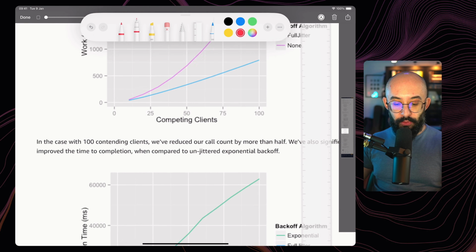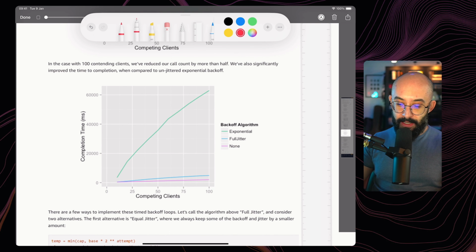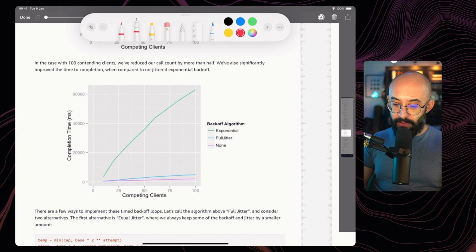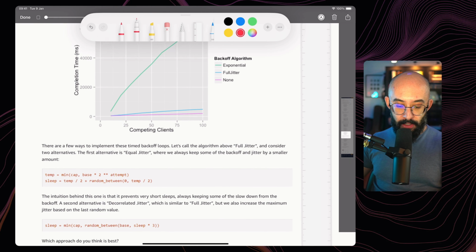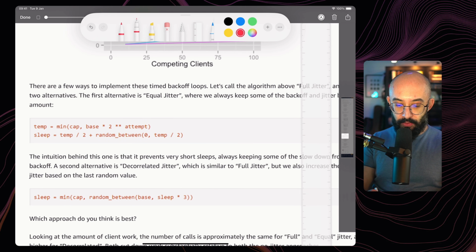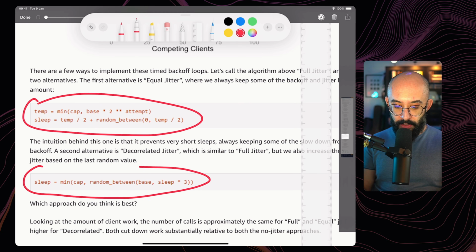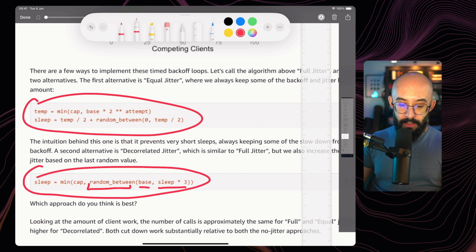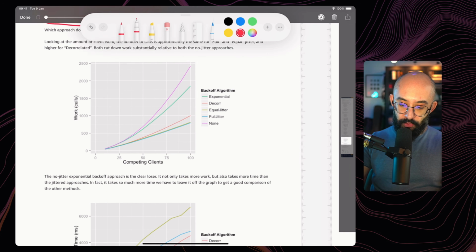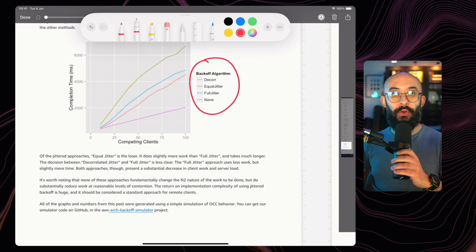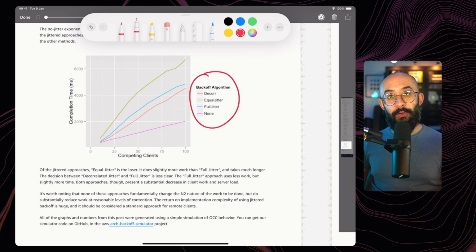Now, there are a couple of ways to introduce jitter as well, and different ways will lead to different outcomes. But again, I don't think anybody is building services at this scale. So the ways are described over here in the paper. This is another one, and this is also another way where you are adding the randomization between base and sleep multiplied by 3. So there are a couple of ways to do this, and each one will have different outcomes. But you can read this paper on your own and understand these different implementations and their impact.